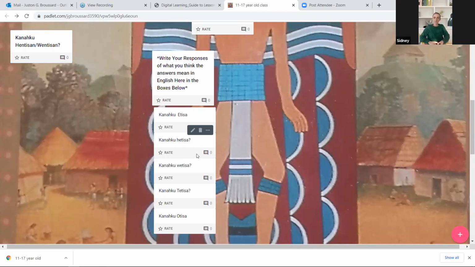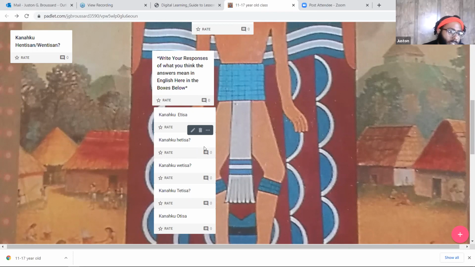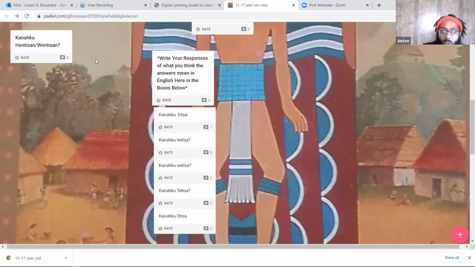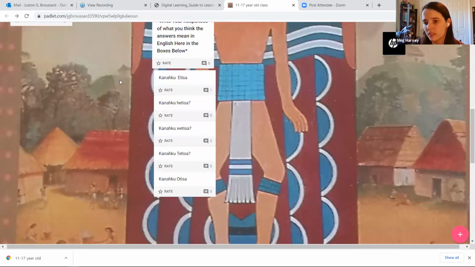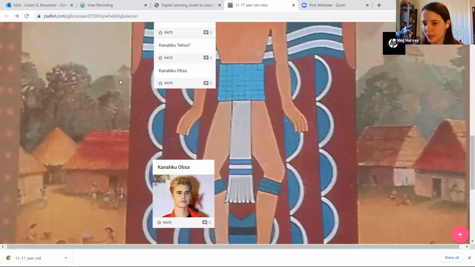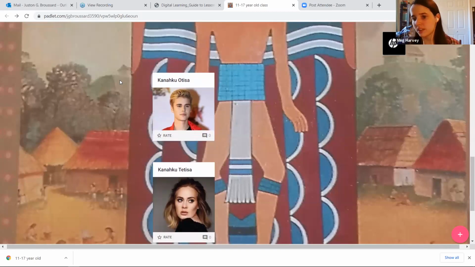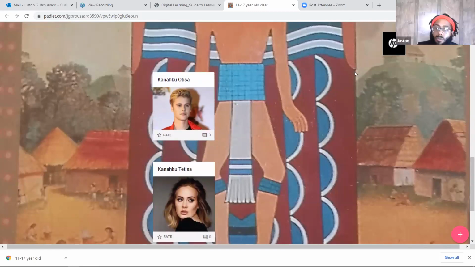Actually, are the students able to actually interact with this, or are they just able to view it at the time? Do they have the link for it? I don't. Well, since we don't have the links for it, let's just do it verbally again. Do we have time to ask everyone Kanak Waitisa or Kanak Hetisa and give them a chance to answer for themselves? Sure. Yeah.